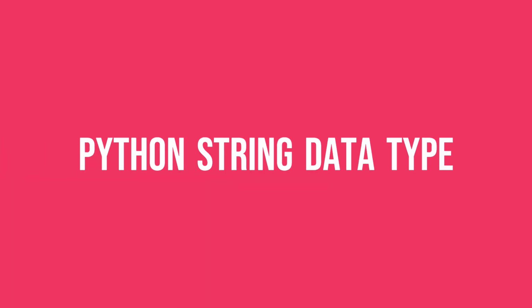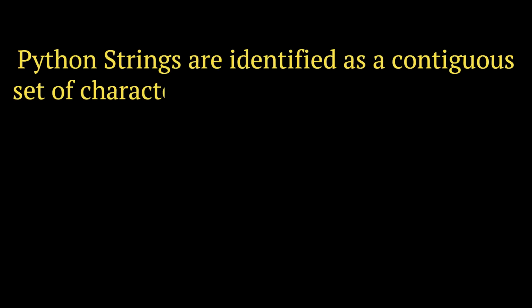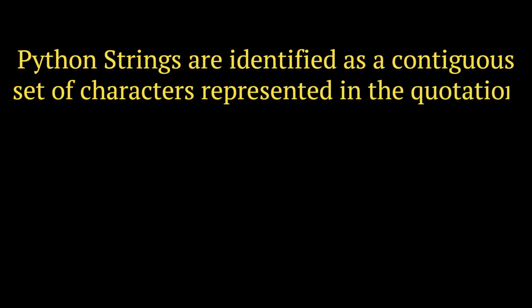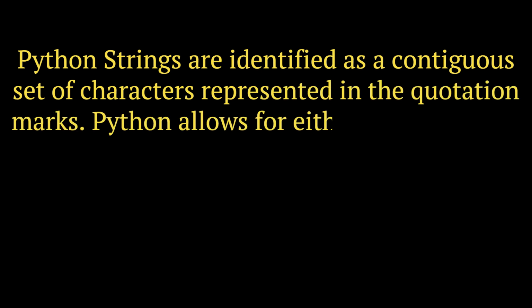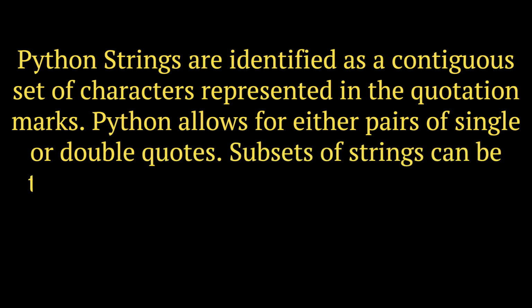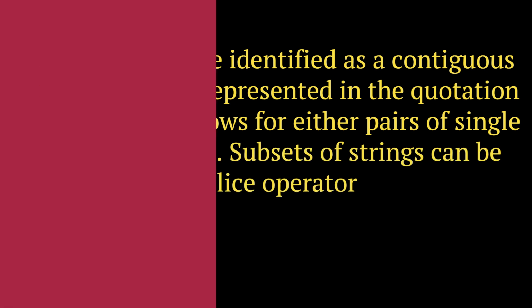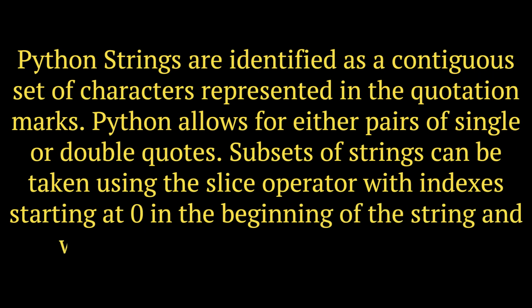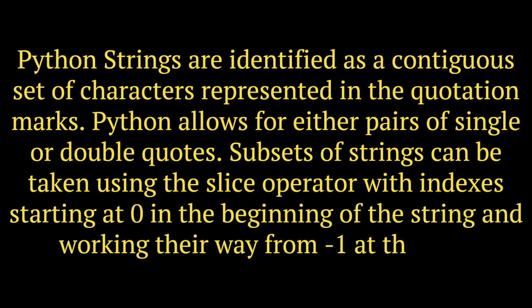Python string data type. Python strings are identified as a contiguous set of characters represented in the quotation marks. Python allows for either pairs of single or double quotes. Subsets of strings can be taken using the slice operator with indexes starting at 0 in the beginning of the string and working their way from -1 at the end.